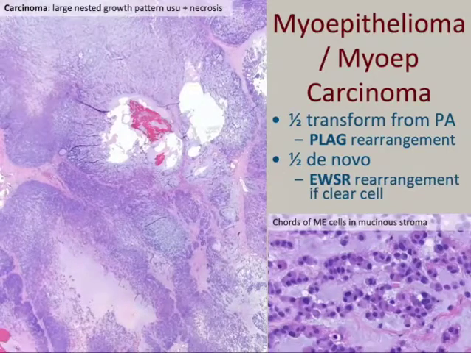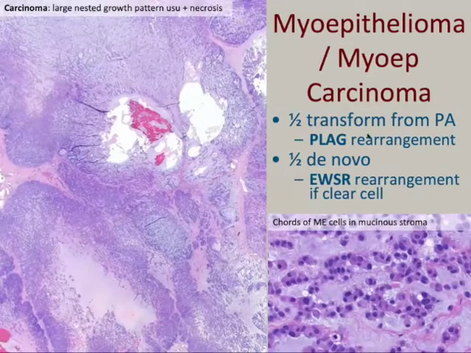Pure myoepithelial neoplasms of the salivary glands really should not have any ductal components. I think pure myoepitheliomas are very rare. Mostly they're cellular pleomorphic adenomas, but myoepithelial carcinomas can occur. As I said, they can transform from PA, or they can arise de novo. And if they have clear cell morphology, they often have an EWSR1 rearrangement.